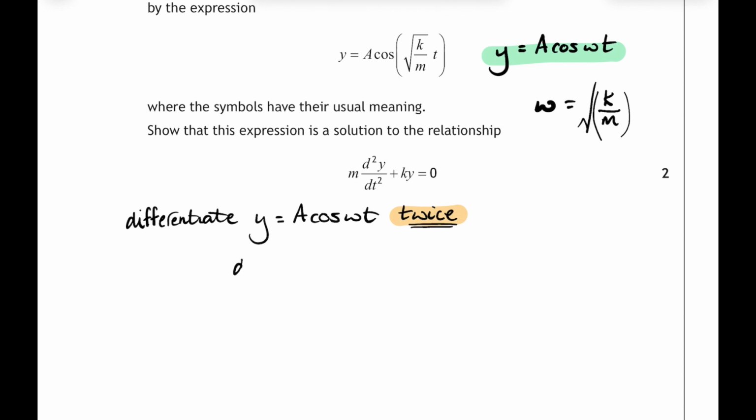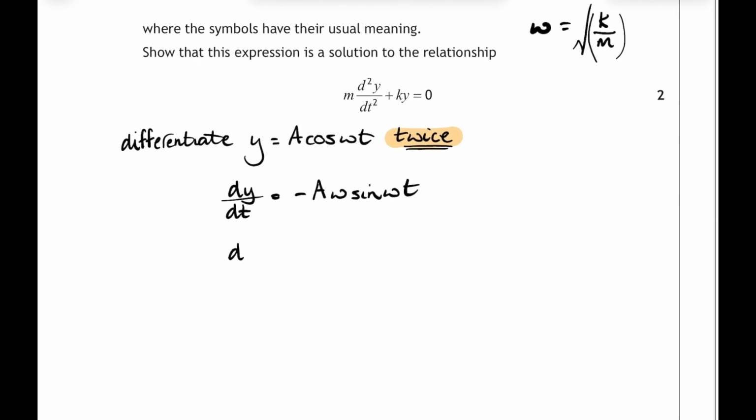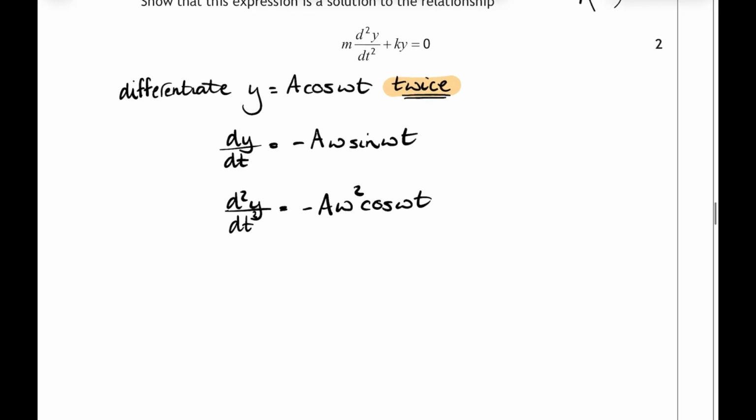If y equals a cos omega t, then differentiating, dy by dt will be equal to, well, if you differentiate a cos curve, you get a minus sine curve. So it will be minus a omega sine omega t, using your rules of differentiation there. Now, dy by dt is velocity, but if we differentiate again, we'll get d2y by dt squared, that's acceleration, and you differentiate a negative sine curve, you'll get a negative cos curve, and multiplying by omega again, we'll get minus a omega squared cos omega t.